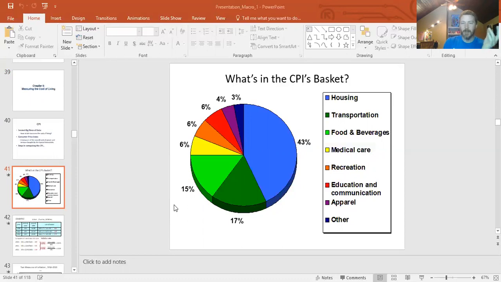CPI gauges typical stuff. This figure shows you the basket of goods and services that the Bureau of Labor Statistics uses. The goods fall into these categories. Housing's 43%, transportation 17%, and so on. This basket reflects the expenditure patterns of the typical household, right? The typical household spends 4% of its income on clothes, apparel, the purple section there. So 4% of the stuff in the CPI's basket is clothing related.